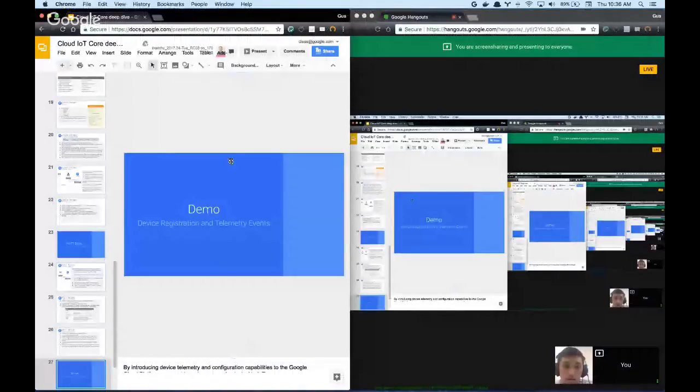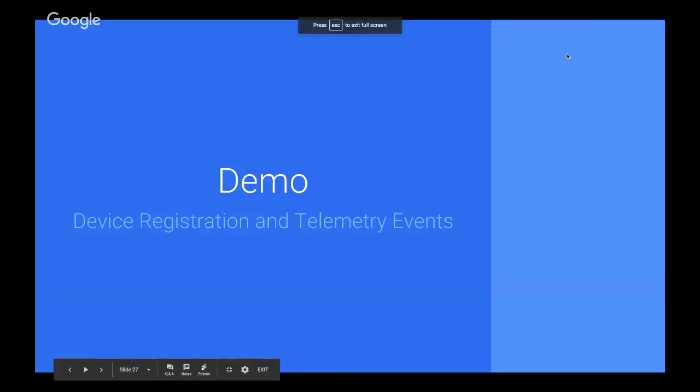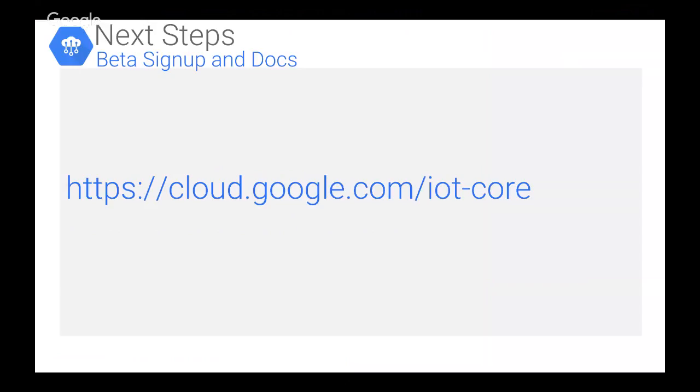And so there you've seen it. At a high level, you've got your devices and you register them. You create your device registry, then you insert some devices into that registry, and then you can connect a device, and that device can send telemetry events. And that's it. If you're interested in learning more about Cloud IoT Core, we have documentation online at cloud.google.com/iot-core.